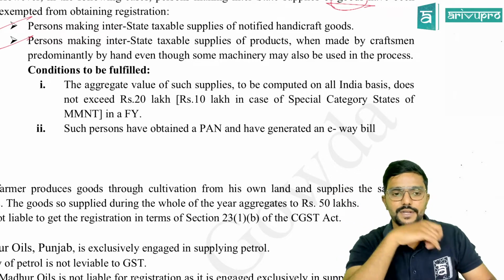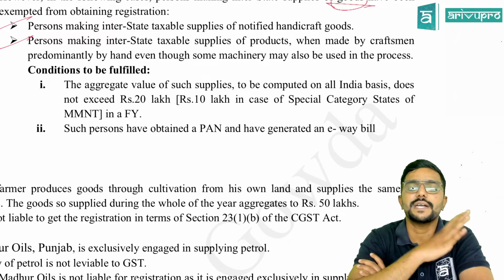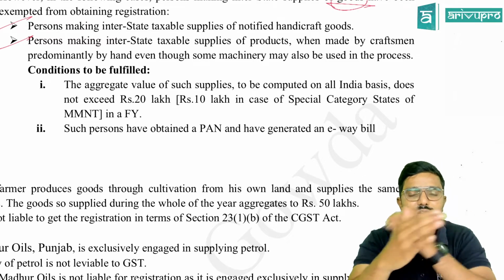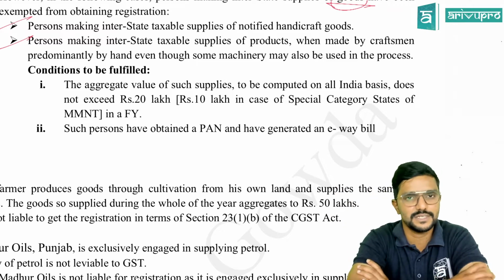Okay, sir. Next, such persons have obtained a PAN and have generated an e-way bill. So for transporting the goods from one state to another state, you have to generate the e-way bill and all. It is a separate provision which we would be learning in the invoice chapter.